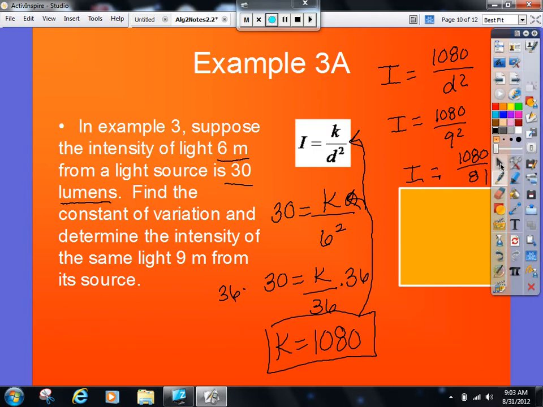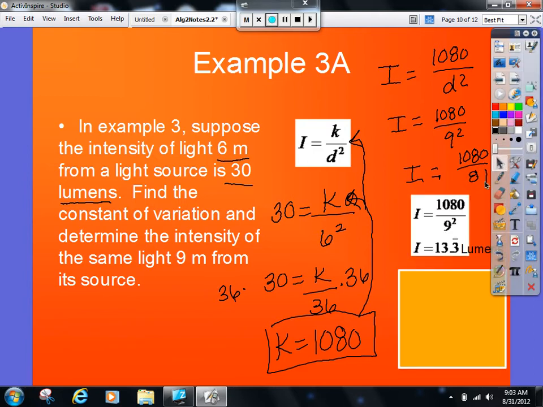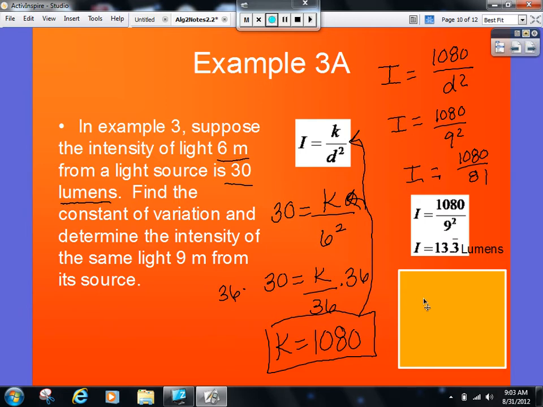And we get, ta-da! 13.3 repeating bars. We should probably round. I don't know how they report lumens because I don't have a lot of experience with it. Someone in electricity might be able to tell me. So I don't know what the rounding procedure is on that. So we'll just leave it as it is. Okay, next problem.